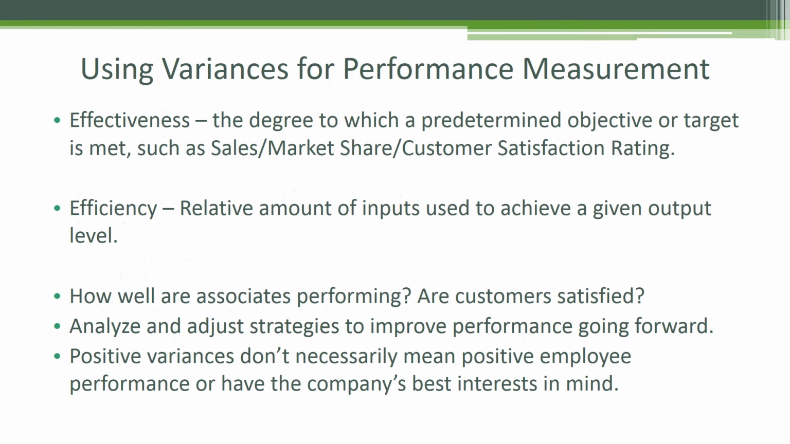Now we are going to talk about using variances for performance measurement. Since managers use variance analysis to evaluate the performance of their employees, it's important to understand the attributes to which they can be measured. Two definitions we need to be familiar with are effectiveness and efficiency. Effectiveness is the degree to which a predetermined objective or target is met, such as sales and/or market share and customer satisfaction rating. Efficiency is the relative amount of inputs used to achieve a given output level.